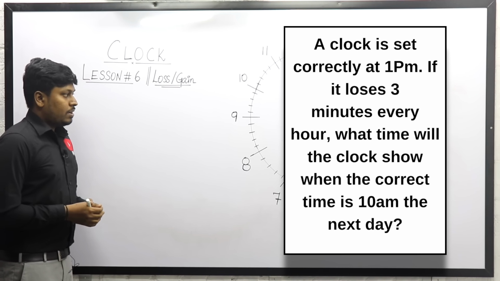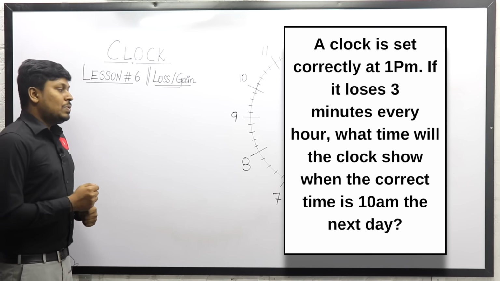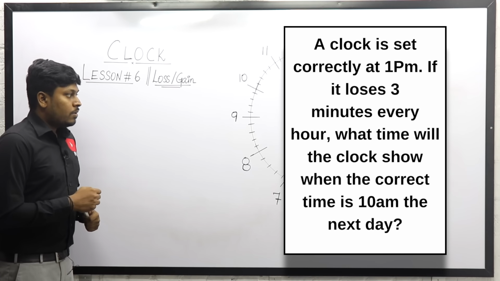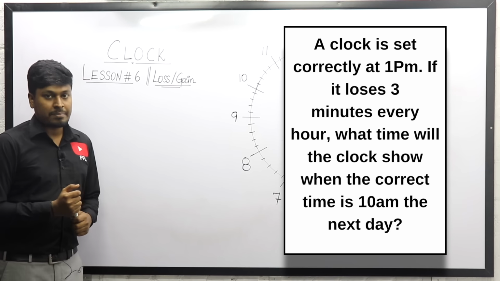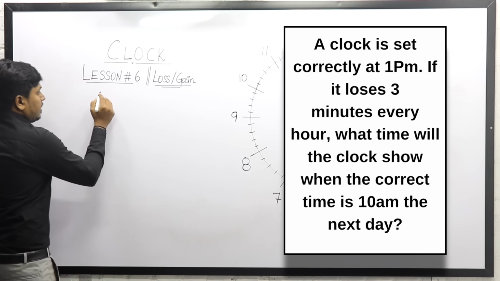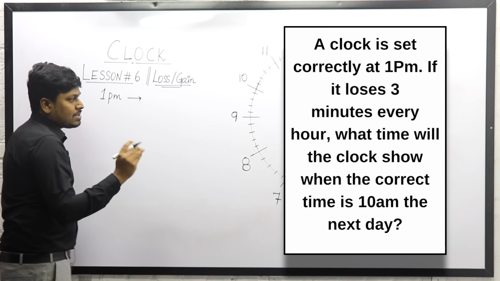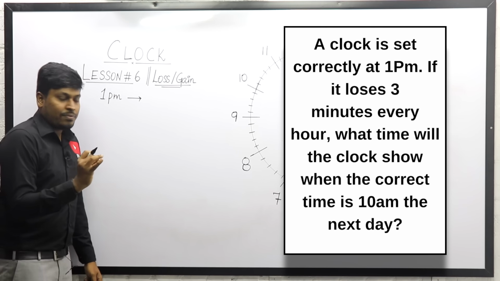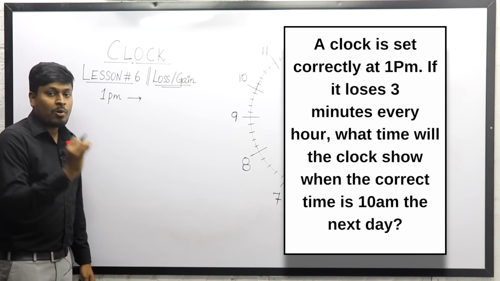Question number 4. A clock is set correctly at 1 p.m. If it loses 3 minutes every hour, what will the clock show when the correct time is 10 a.m. on the next day? Just listen here. Initially the clock is set correctly at 1 p.m., right? For every hour the clock is losing how many minutes? 3 minutes. So our target is to find what time the clock will show when the correct time is 10 a.m. on the next day.